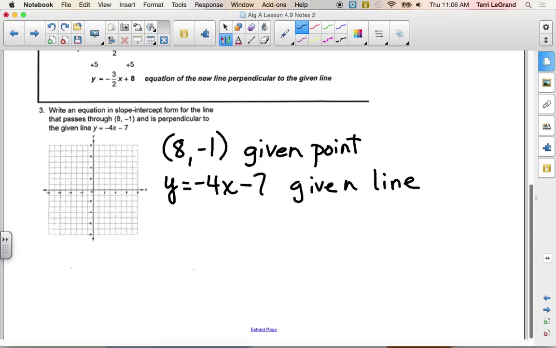Why do we care about that given line? Well, because we want a line that's going to be perpendicular to it. What do we need to know from that given line? Slope. We need its slope, don't we? We need to say, oh, okay, your slope is -4.